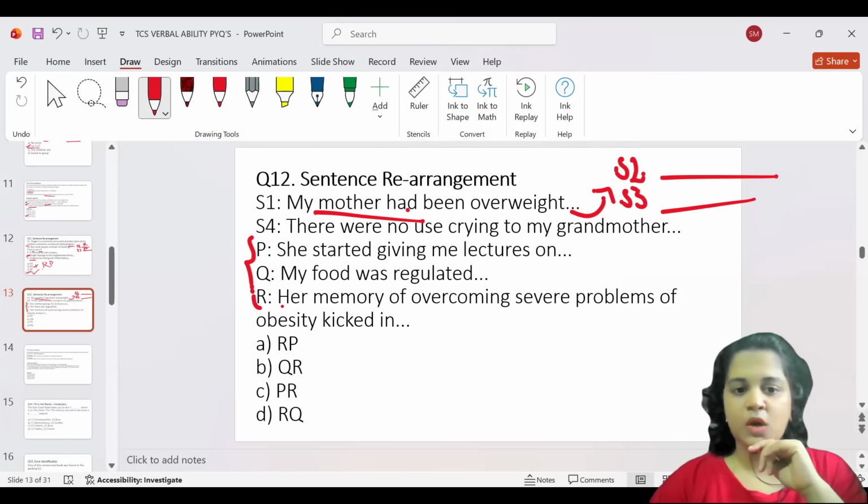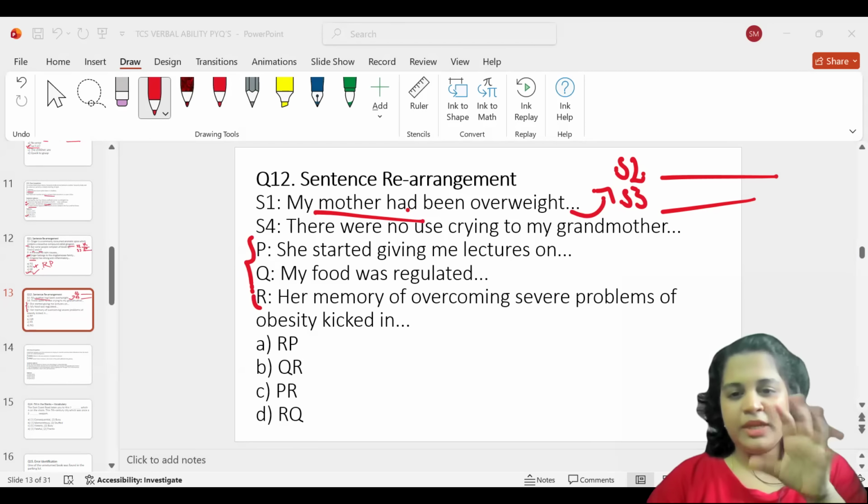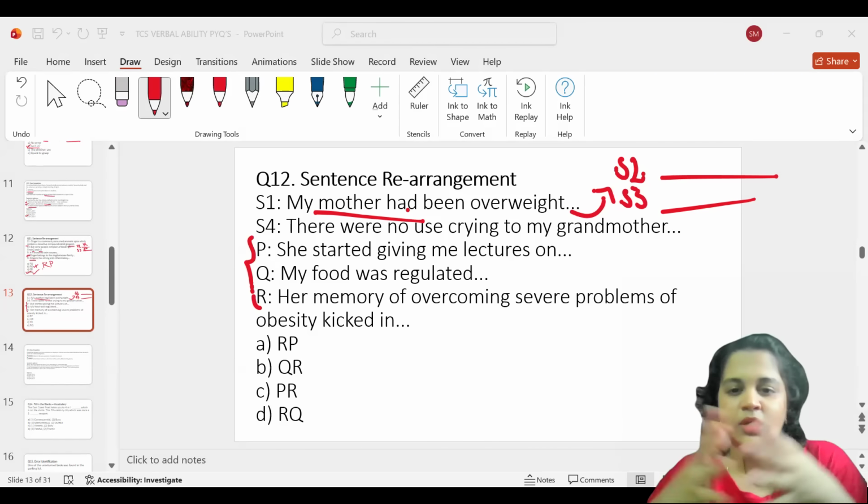So it has to be either P or R. Out of both, one can be your first sentence that is going to fit into S2. After careful examination, she started giving me lectures on her memory of overcoming severe problems of obesity kicked in. Her memory of overcoming that sentence kind of looks like cause and effect. After S1, her memory triggers some of the actions. So this is like cause and effect, and that is going to lead to some result.